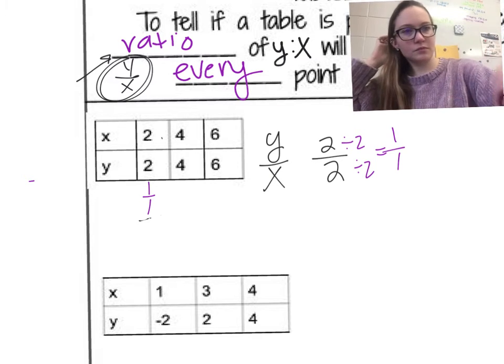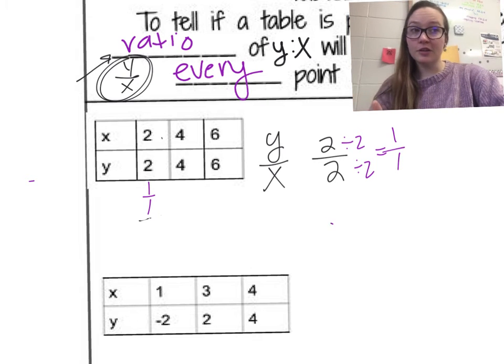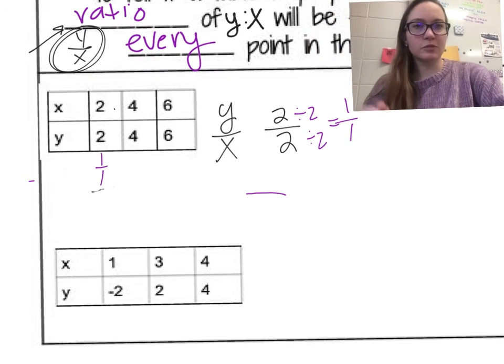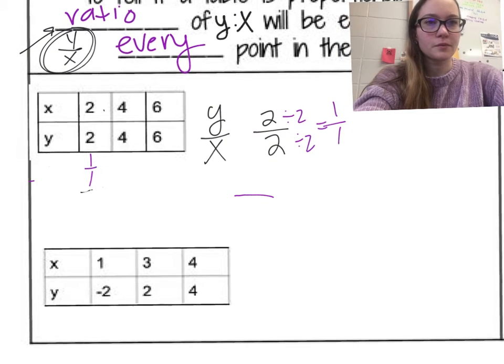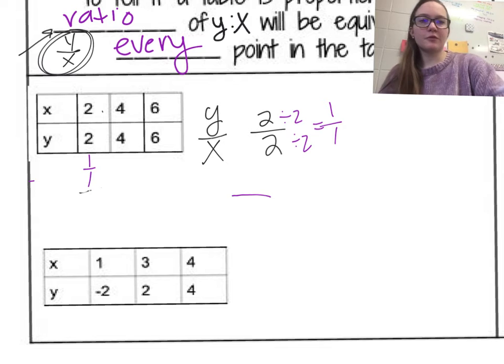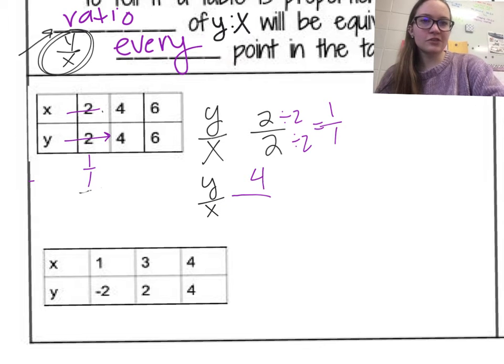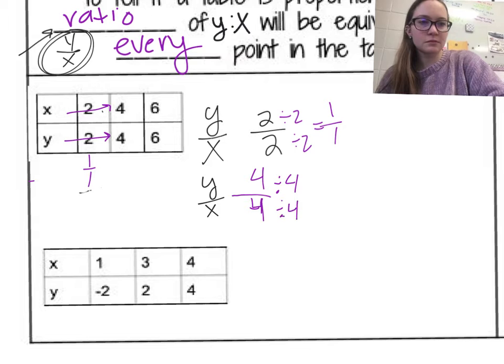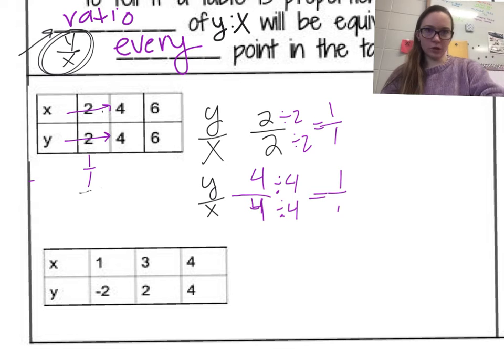All right, we got to do it for all the other points as well. So now I'm going to take my point 4, 4. I'm going to do y over x. My y value is 4. My x value is 4. Going to reduce those. You can divide them both by 4. And you get 1 over 1.